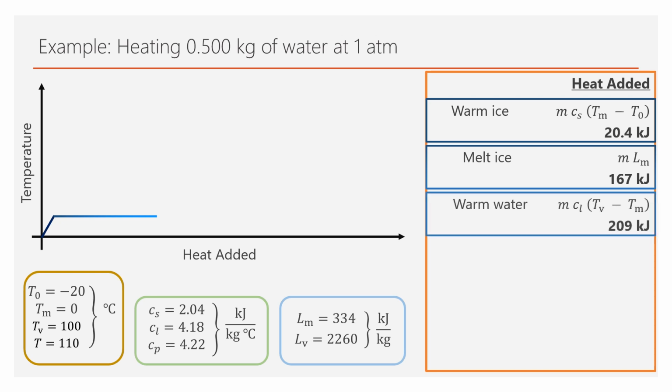Now that the ice has melted, that water can be warmed. And so the heat needed to do this is similar to before. It's the mass of the water multiplied by the heat capacity of the water multiplied by the temperature difference. This time the temperature difference is from the melting point at 0 degrees Celsius up to the vaporization point at 100 degrees Celsius.